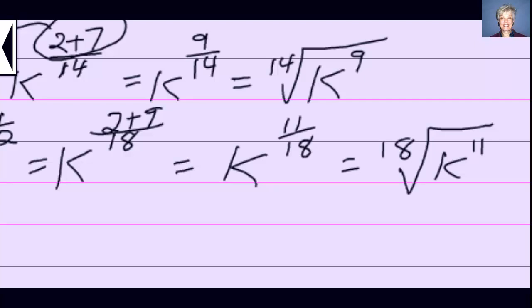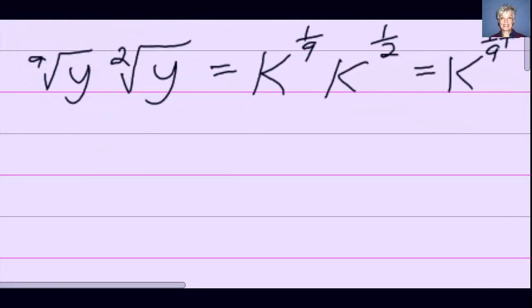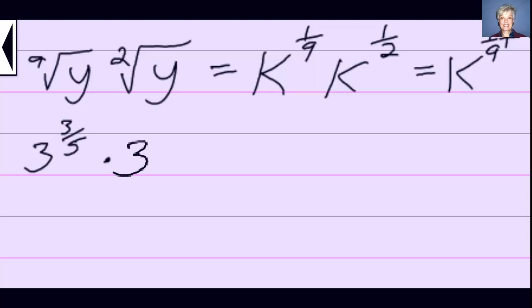Okay, let's do one more that's similar, but not exactly like this. We're going to actually use numbers. We'll have 3 to the 3/5 power times 3 to the 1/10 power. This is going to be 3 to the 3/5 plus 1/10. Notice that my bases are the same, so I can do this. If the bases were not the same, I could not do it.